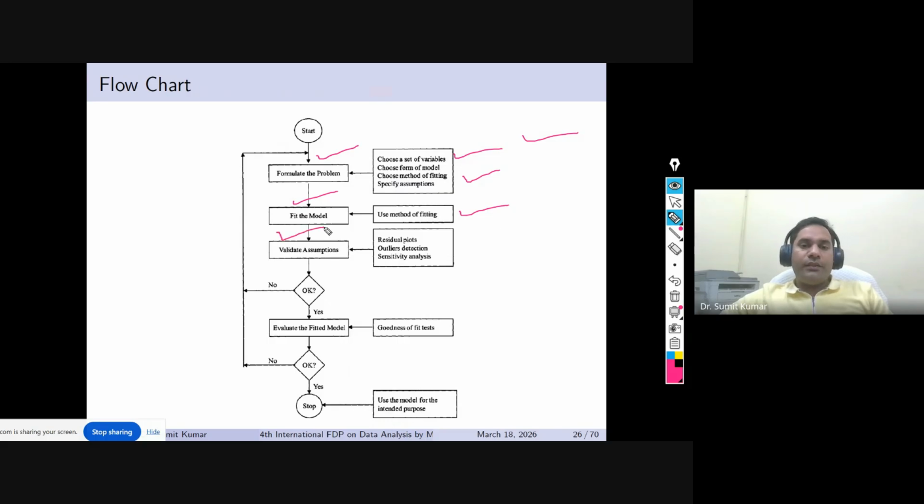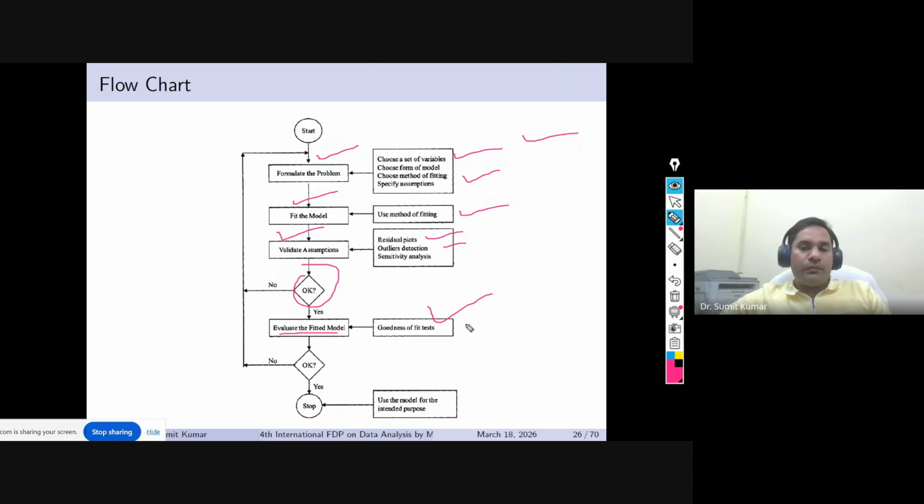Then you have to validate the assumptions. Whatever the assumptions are, you have to validate them. That means residual plots, outliers, sensitivity analysis, whether the assumptions are perfectly valid or not. If that is fine, you can go further. Then evaluate the fitted model. Whatever model you have fitted, is that correct? For one situation or one problem, there can be more than one fitted model. So which one will be the best?